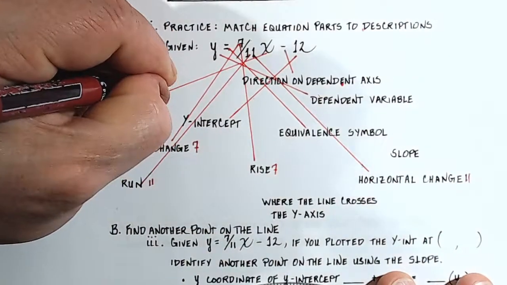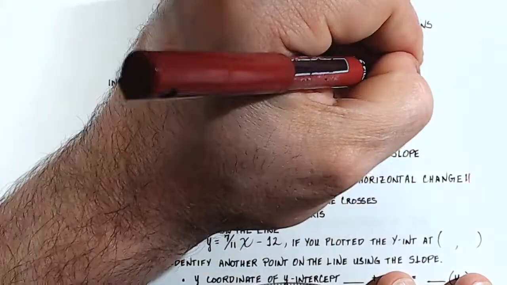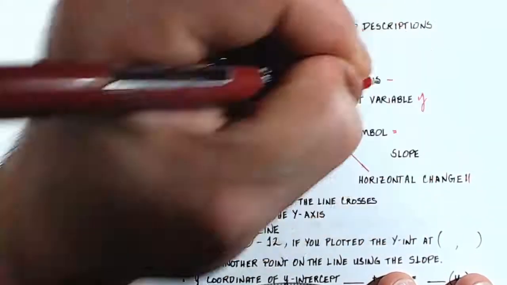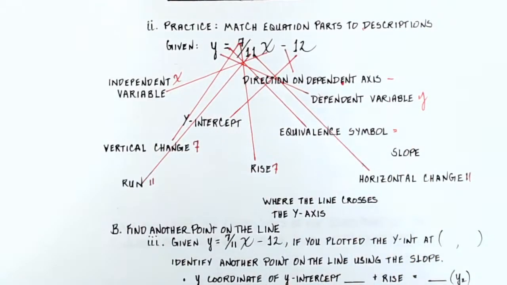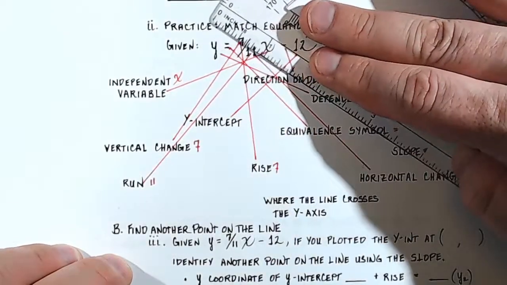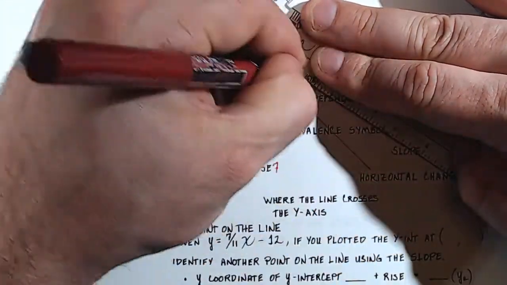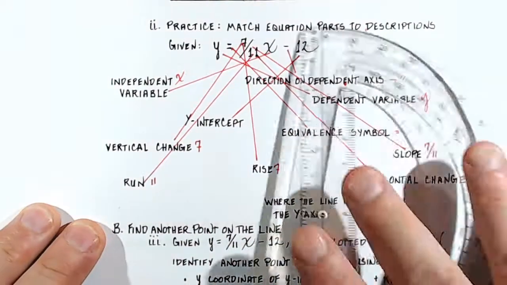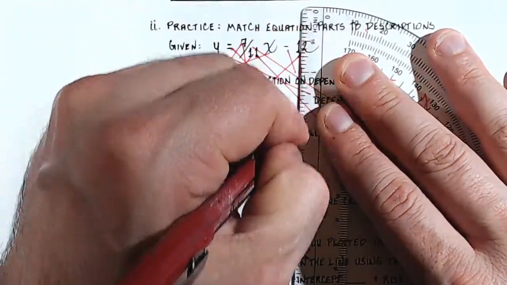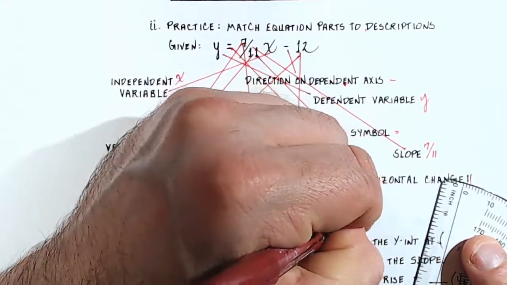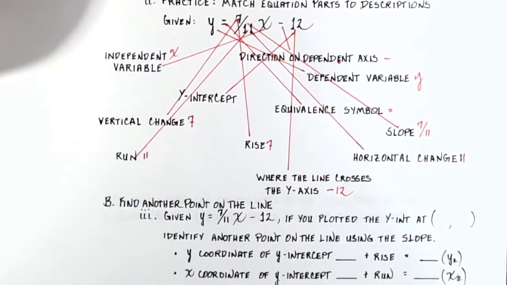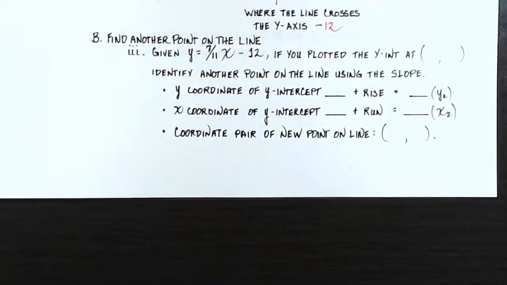So maybe I should put here independent variable. That would be x, direction on the dependent axis, minus, dependent variable y, equivalent symbol, equal sign. Okay, slope. Well, the slope was 7 over 11. Where the line crosses the y-axis, that's just another way of asking for the y-intercept, and that would be negative 12. Okay, so we filled that out, and now we are ready to move on to part B.